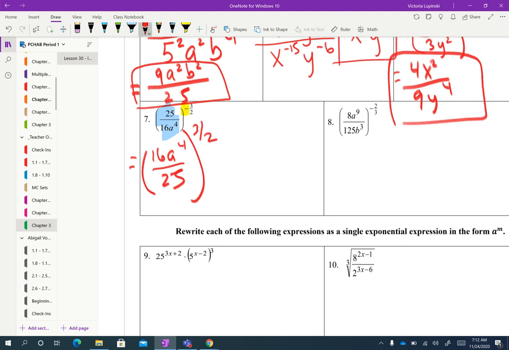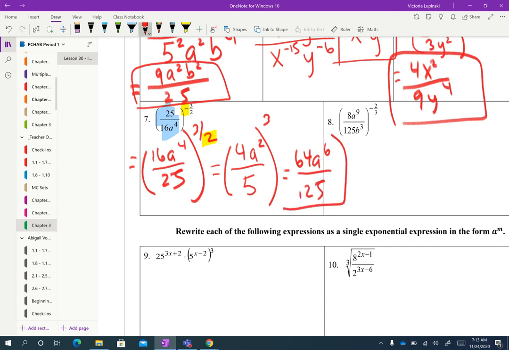Notice that I just applied the negative. Now I'm going to apply just the 2 in the denominator, which of course means the 1/2 power or the square root. So the square root of 16 would be 4. Square root of a to the 4th would be a squared, and the square root of 25 is 5, and that's all still cubed. If I now go ahead and cube everything, 4 cubed is 64, a to the 6th, and then 5 cubed is 125.